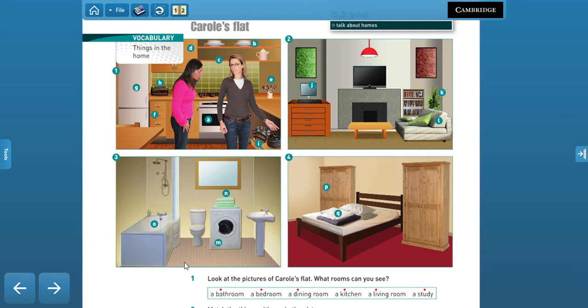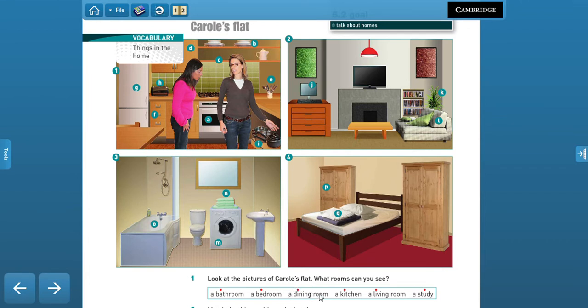First, image one, we have a kitchen, right? In number two, we have a living room. Number three is a bathroom, and four, it's a bedroom, right? So here we have four examples of rooms in a house.